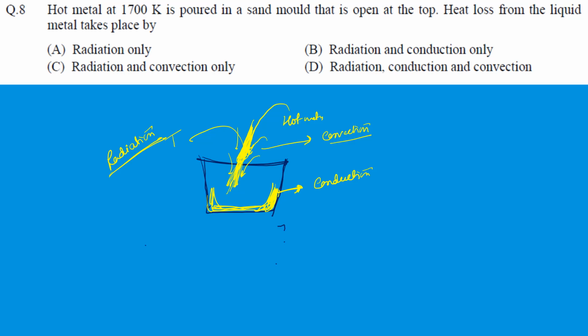Okay, so all the three modes of heat transfer which we generally know are going to happen in this case. Okay, so conduction through the mold wall, convection through the air, okay, and radiation because of this temperature. Okay, so option D will be the correct one.